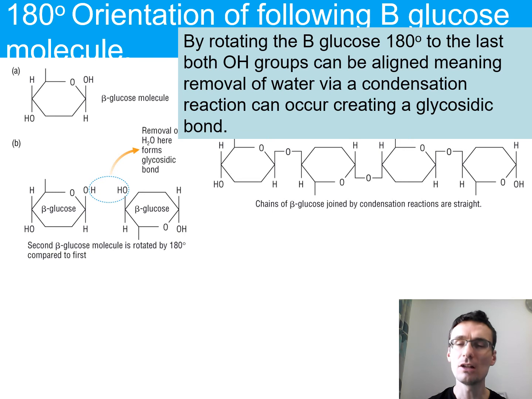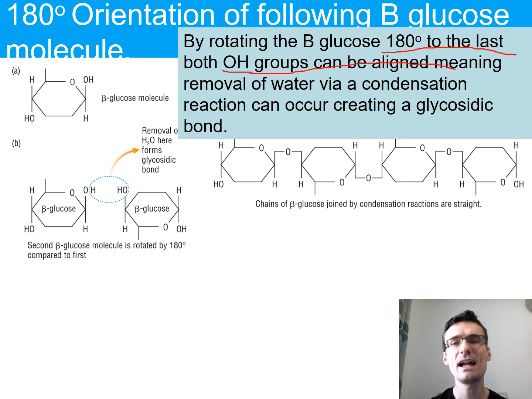So a lot of students struggle with how to write this in a way that is going to get them the marks in an exam. So I've used an exam mark scheme here to try and highlight what you should write. And the key thing is your description of the rotation of beta glucose. So if you look at this box, it just says by rotating the beta glucose 180 degrees to the last one or to the previous one. Both of the hydroxyl groups, and I would always write hydroxyl if you can, be aligned.